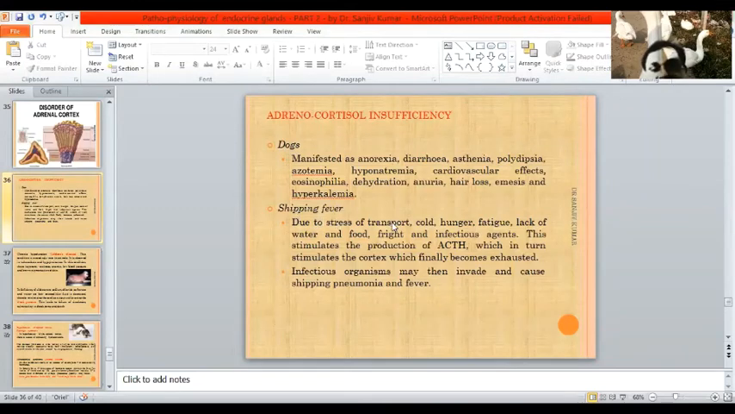And also there is a condition called shipping fever, which is due to stress when the animals are being transported, or due to some other condition when the animals undergo stress, there will be less secretion of ACTH. Adrenocorticotropic hormone is responsible for regulation of secretion of hormones from the adrenal cortex. So this will lead to pneumonia. Basically, shipping fever will lead to pneumonia and fever. So these were a few conditions related to insufficiency.